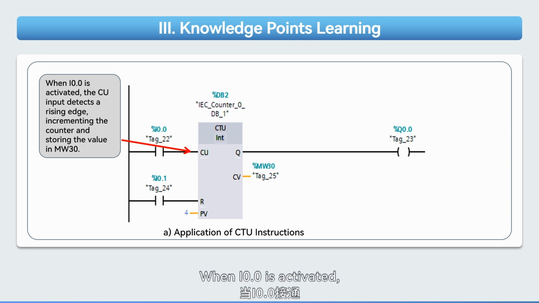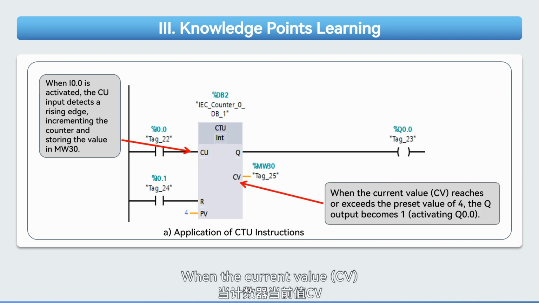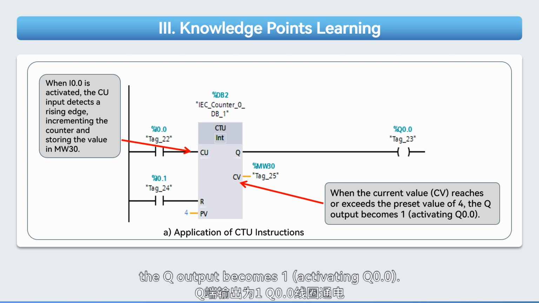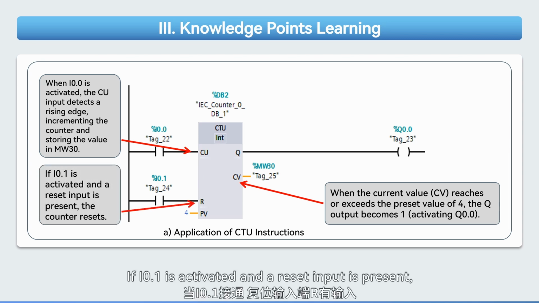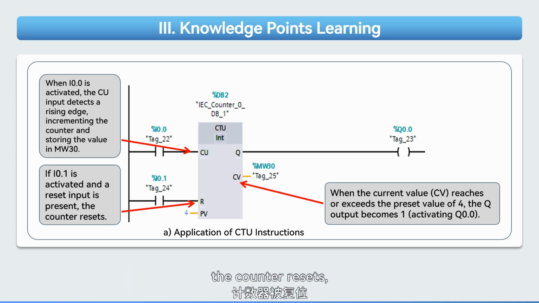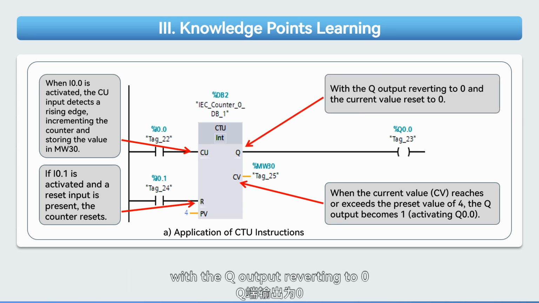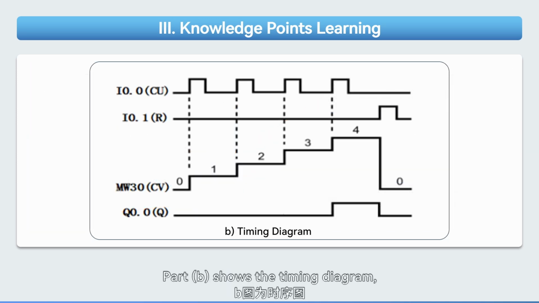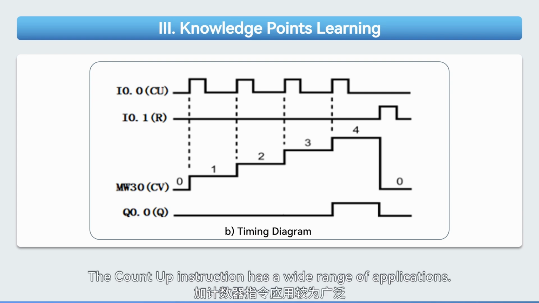When I0.0 is activated, the CU input detects a rising edge, incrementing the counter and storing the value in MW30. When the current value, CV, reaches or exceeds the preset value of 4, the Q output becomes 1, activating Q0.0. If I0.1 is activated and a reset input is present, the counter resets, with the Q output reverting to 0 and the current value reset to 0. Part B shows the timing diagram, allowing us to better understand the states of the counter parameters by comparing it with the ladder diagram. The count up instruction has a wide range of applications.